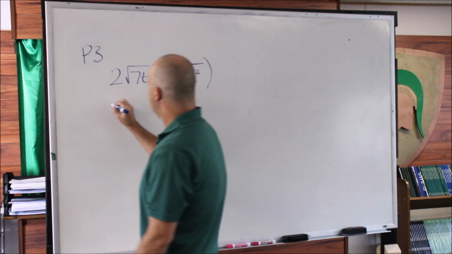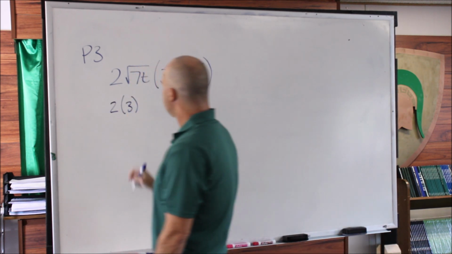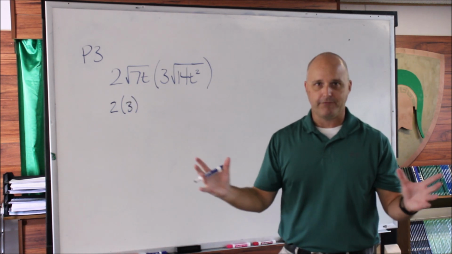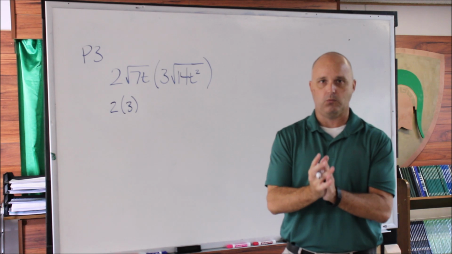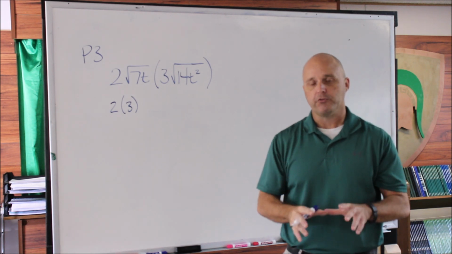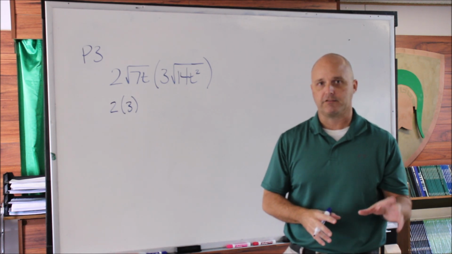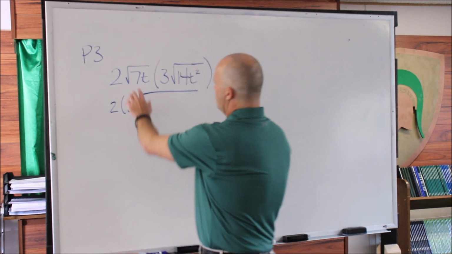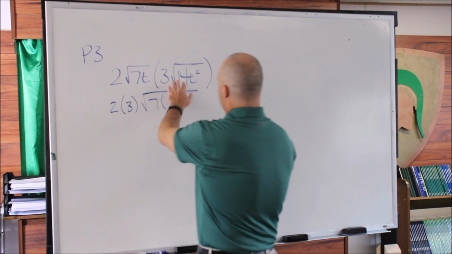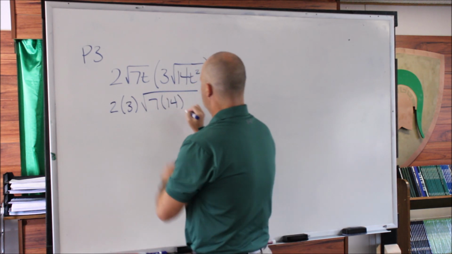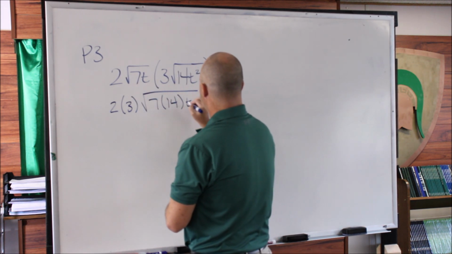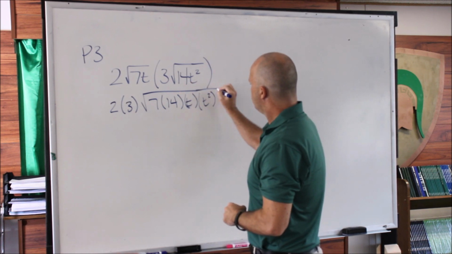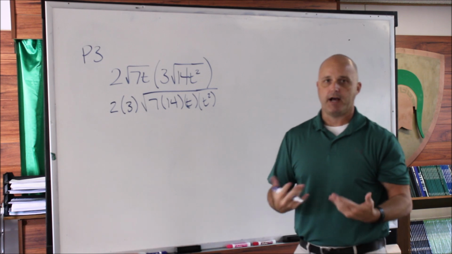So I'm going to go 2 times 3, and now I've got 2 square roots left. I'm just going to combine everything that's inside of those square roots into one thing. Because they are both square roots, they both have the same index, which means that they can be combined together. So I'm going to go the square root of 7 times 14 times t times t squared. Now I can work with everything that I've got here.